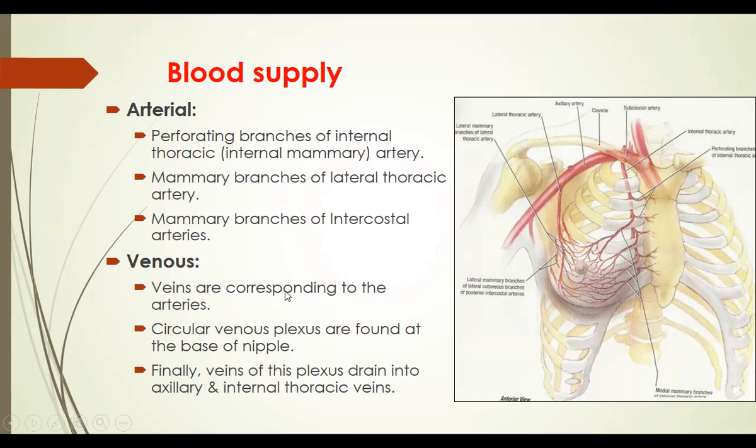Venous drainage: the veins correspond to the arteries, so the veins are similar to the arteries with similar names. A circular venous plexus is formed around the base of the nipple. Initially, they form a plexus around the base of the nipple. From there, they drain into the corresponding veins. Finally, veins of this plexus drain into the axillary and internal thoracic veins. Okay.